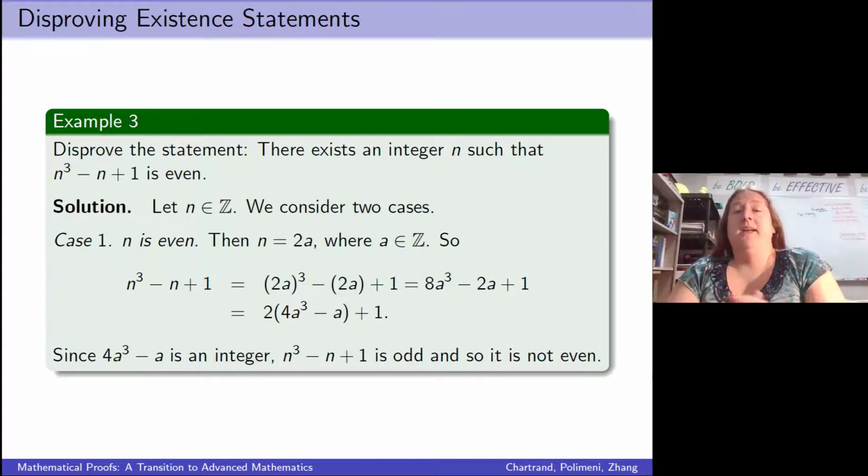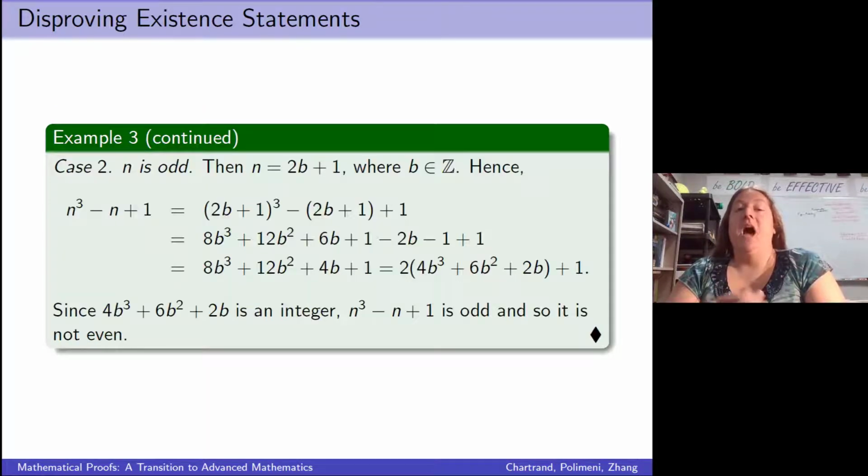So n equals 2a for some a in the integers. And when I substitute in 2a for n, and I do all this arithmetic simplification, I end up with 2 times the quantity 4a cubed minus a plus 1. Now, 4a cubed minus a is an integer, so therefore, n cubed minus n plus 1 is odd by the definition of odd. Now I need to consider the case where n is odd.